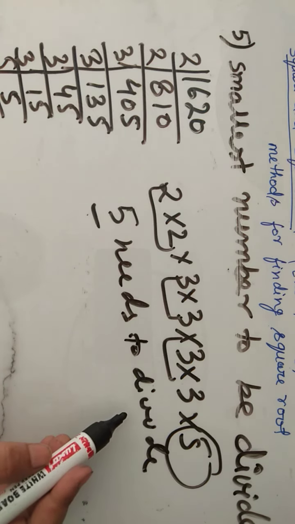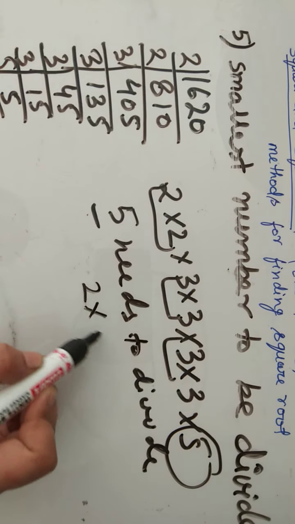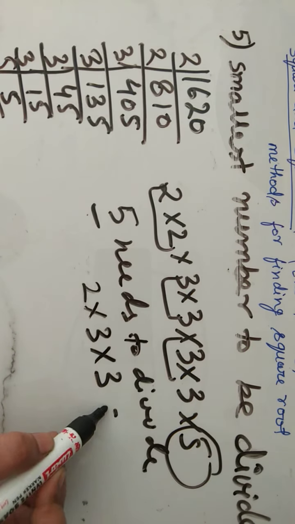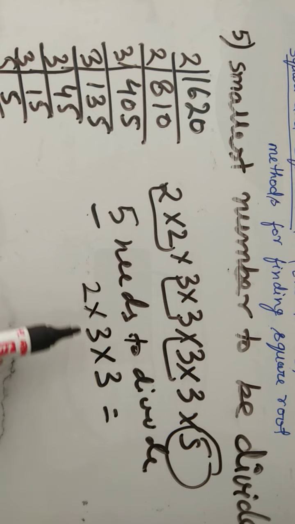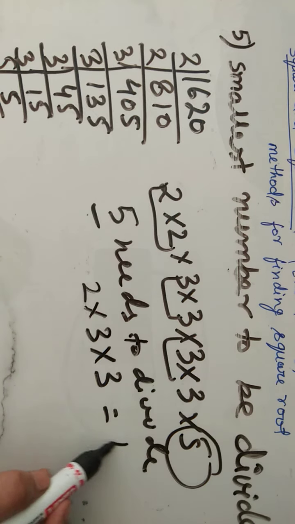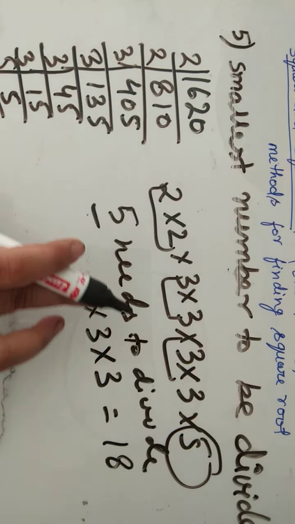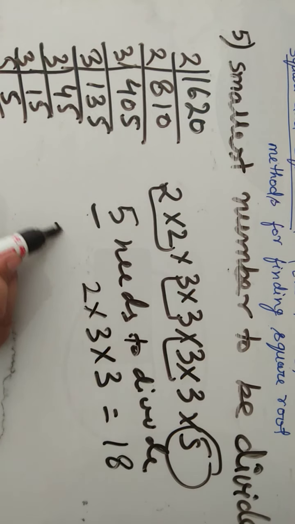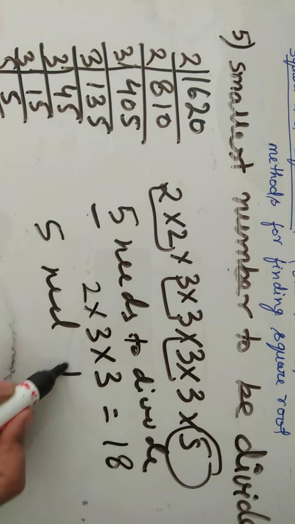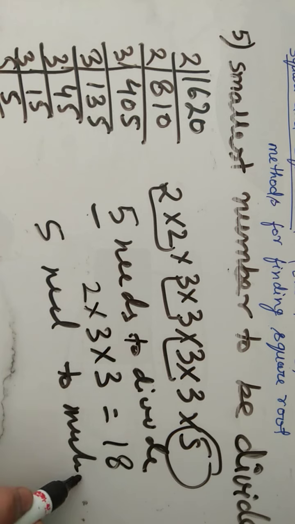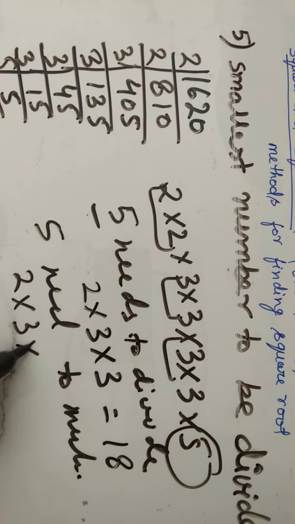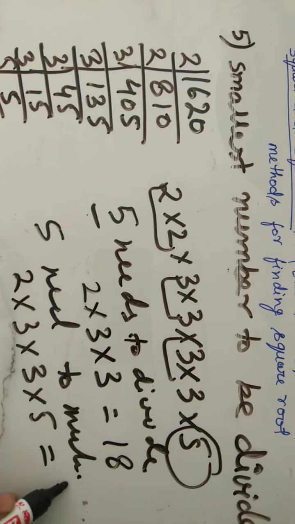अगर डिवाइड का स्क्वायर रूट पूछा है तो 2 into 3 into 3, सो 3 3s are 9, 18. और अगर आपसे पूछा है आफ्टर मल्टीप्लाई, सो 5 नीड्स टू बी मल्टीप्लाई, 5 से ही आप मल्टीप्लाई करेंगे. एंड व्हाट इज द स्क्वायर रूट ऑफ द नंबर सो ऑब्टेन? 2 into 3 into 3 into 5. 5 भी आपका उसमें इंक्लूड हो जाएगा, सो दैट इज 90. यहाँ पे आपका डिफरेंस आ जाएगा.